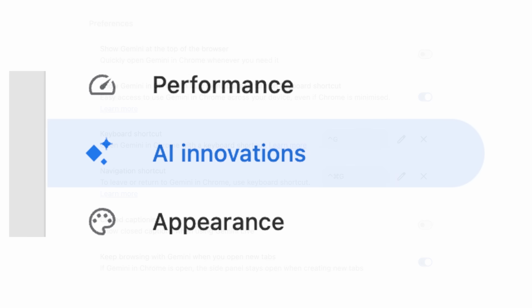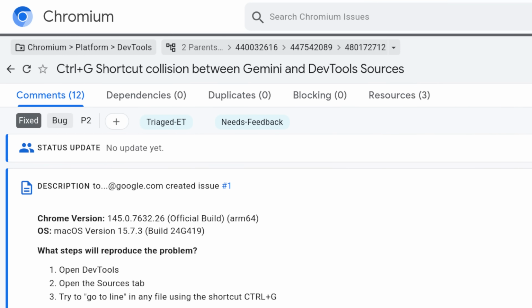It's under AI Innovations in the settings. This actually conflicts with Ctrl-G in Chrome's own dev tools. Google changed it, so if you have the Gemini shortcut switched on, the DevTools shortcut switches to Alt-G. But muscle memory is nothing to the necessity of Gemini.